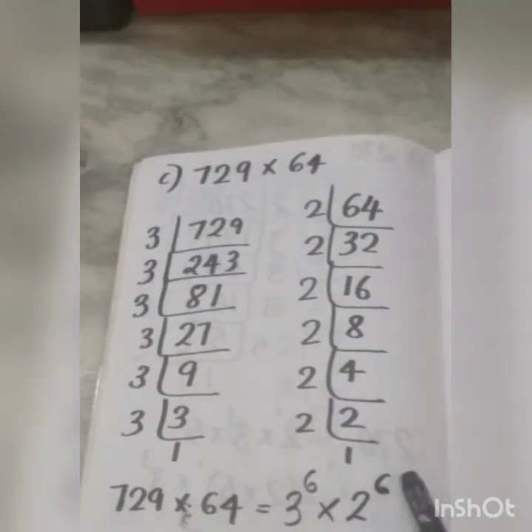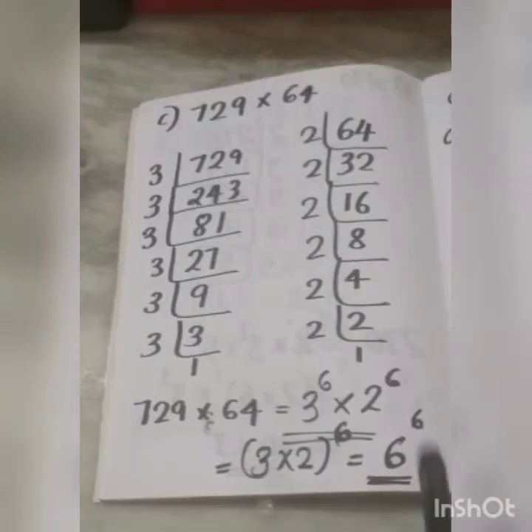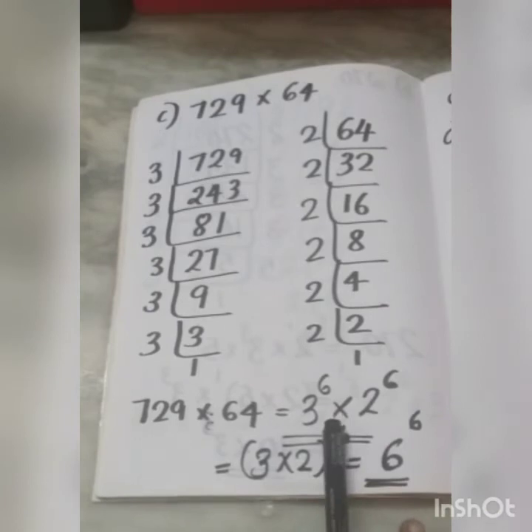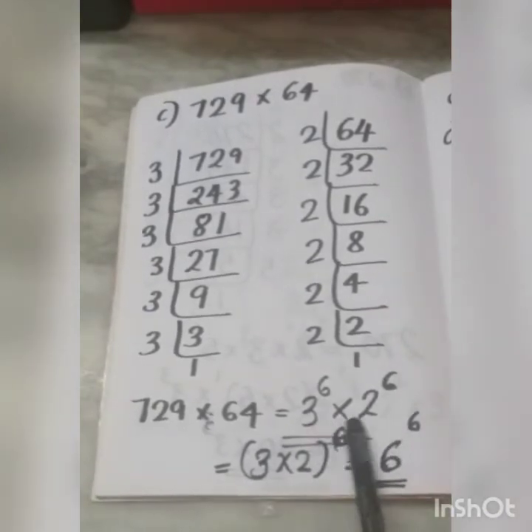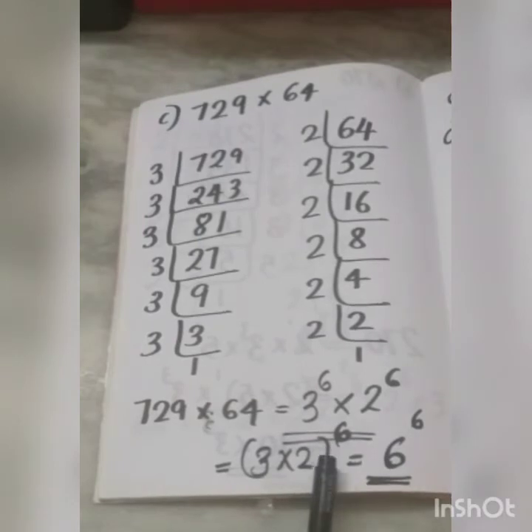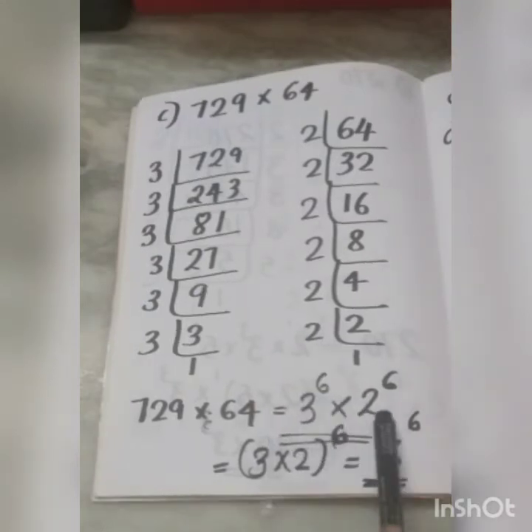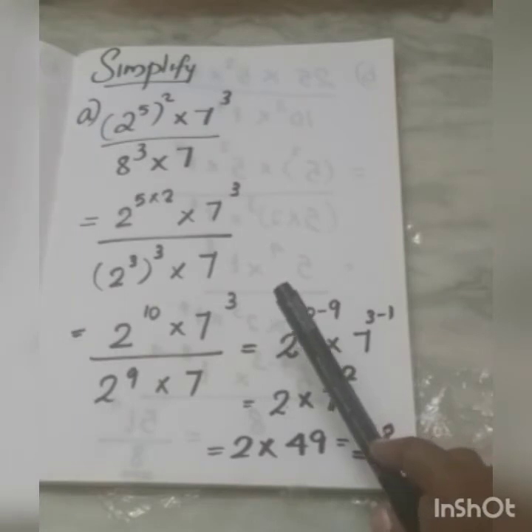Here the powers are the same, isn't it? So which rule can we apply here? Yes, multiplying with same exponents. So 3 raised to 6 into 2 raised to 6 can be written as 3 into 2 whole raised to 6. 3 into 2 is 6, so you will get 6 raised to 6. Or if you stop here also, no problem, because the question is only to write in the exponential form. They didn't ask you to apply the laws. So if you stop here also, next we can solve another set of questions.